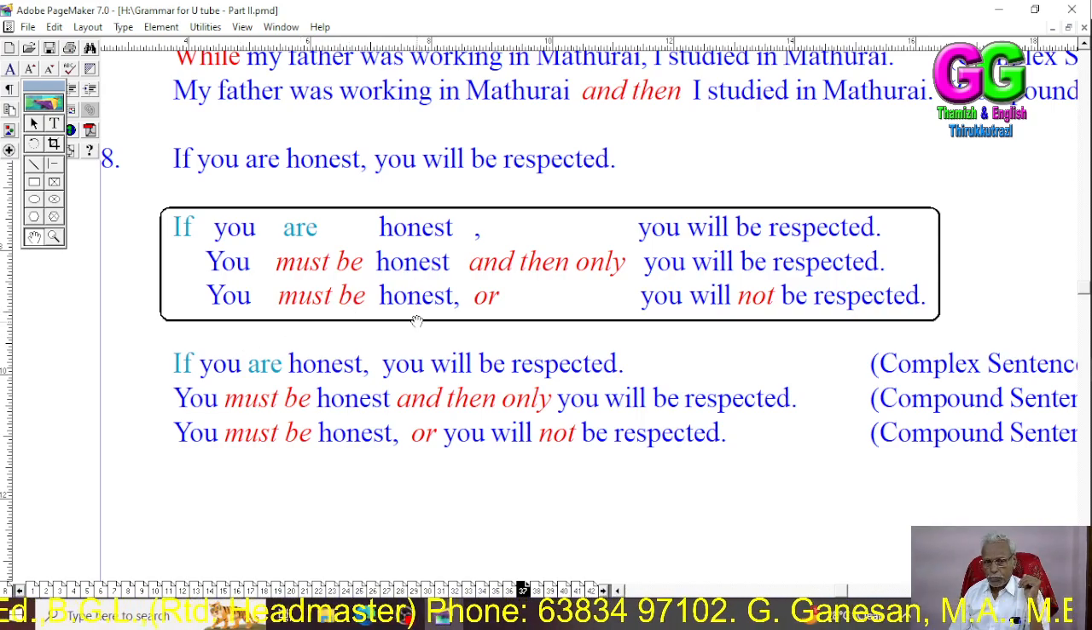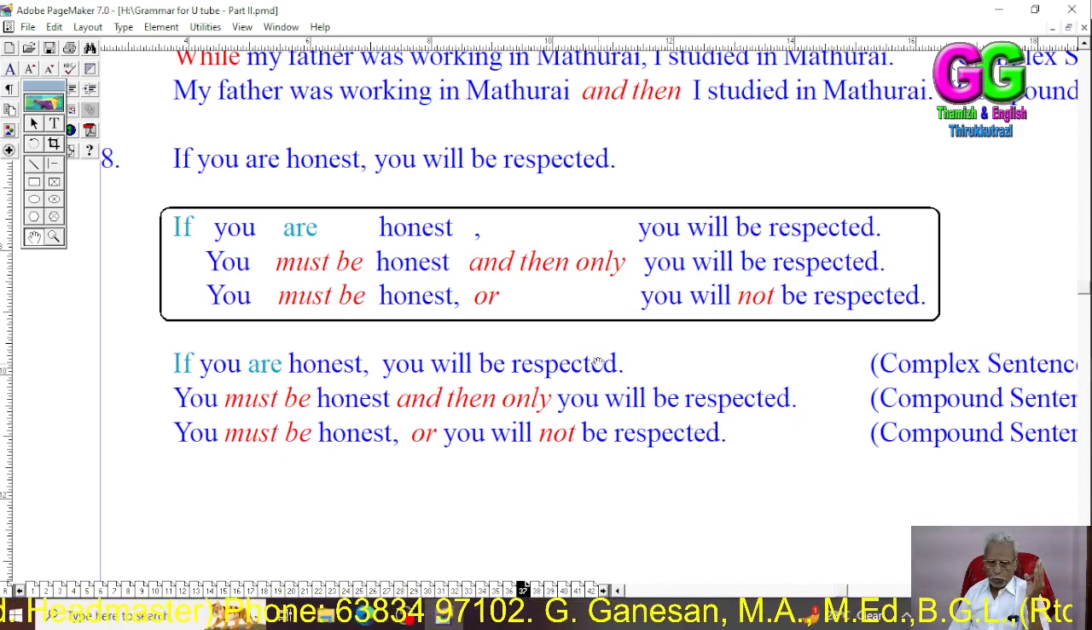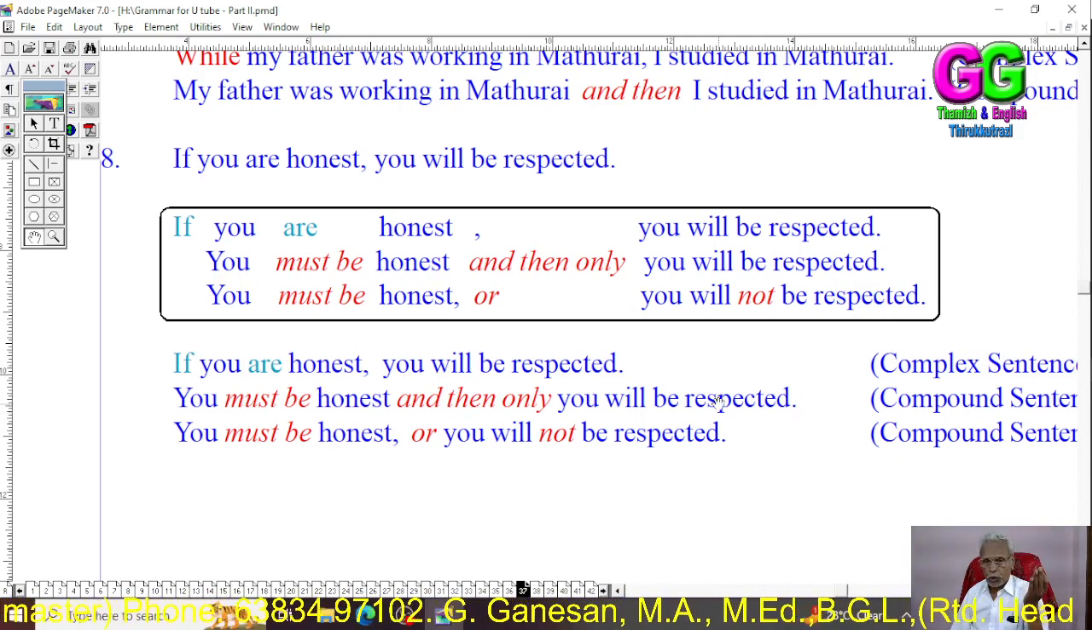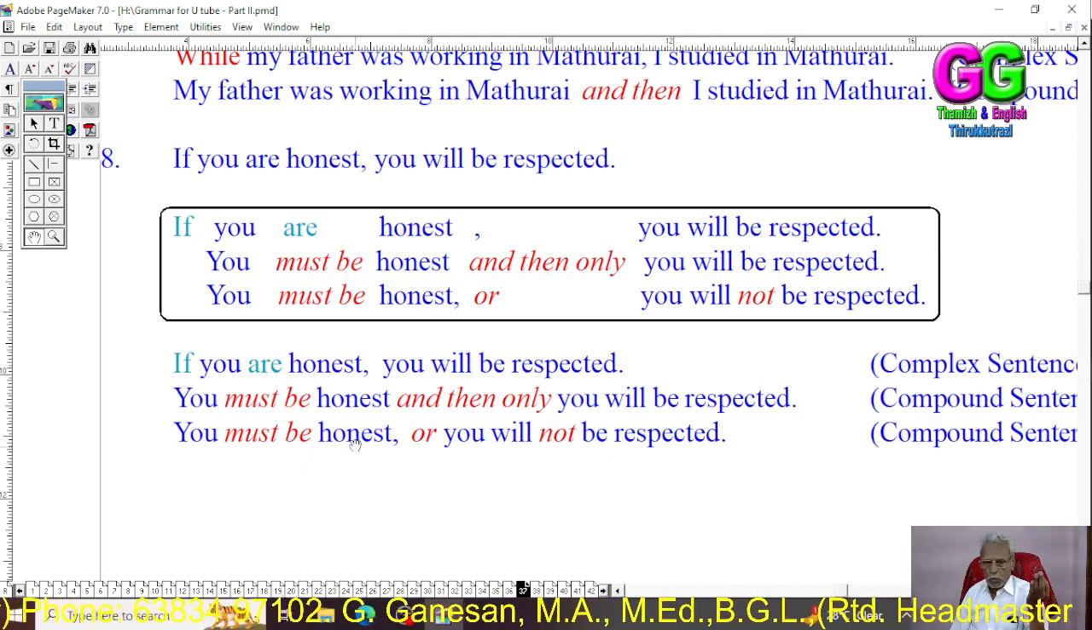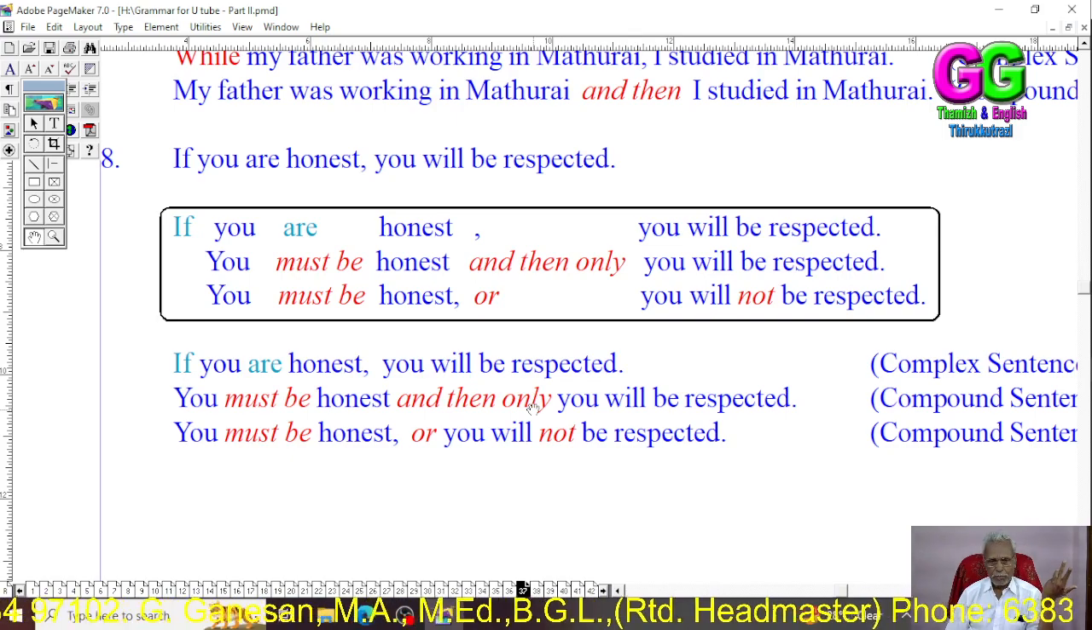Okay? You must be honest, otherwise you will not be respected. Okay? If you are honest, you will be respected. You must be honest, and then only you will be respected. You must be honest, otherwise you will not be respected. Complex, compound.